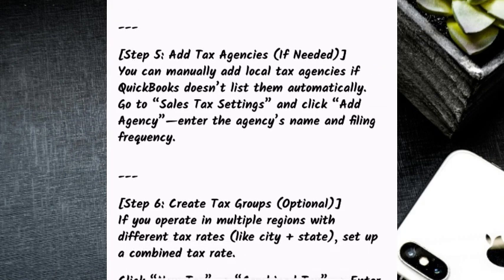Step 5 is to add tax agencies. You can manually add local tax agencies if QuickBooks doesn't list them automatically. Just go to Sales Tax Settings and click Add Agency. Enter the agency's name and filing frequency.